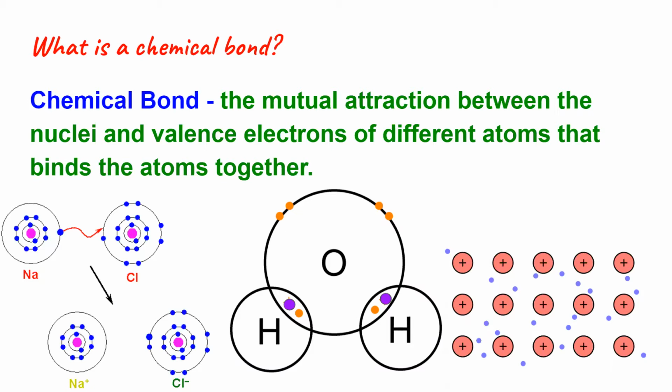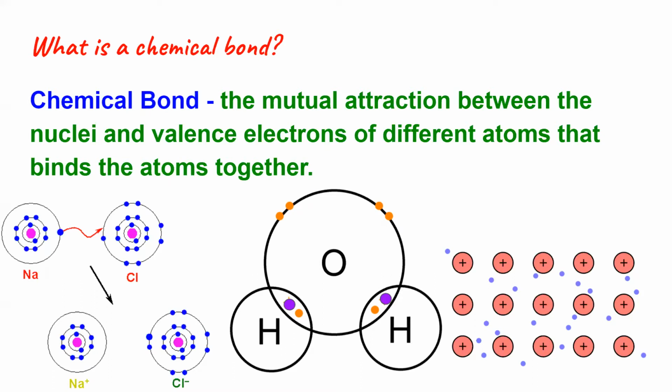So if you look, it says that a chemical bond is a mutual attraction between the nuclei and the valence electrons, which we've talked about for a long time now, of different atoms that binds them together. Now, at the bottom there, you see three different pictures. These three different pictures represent three types of chemical bonding that we're going to talk about.